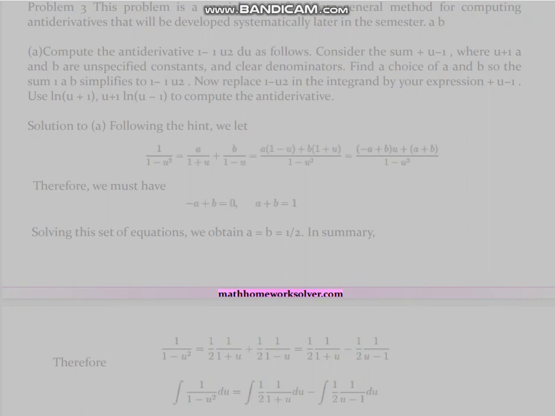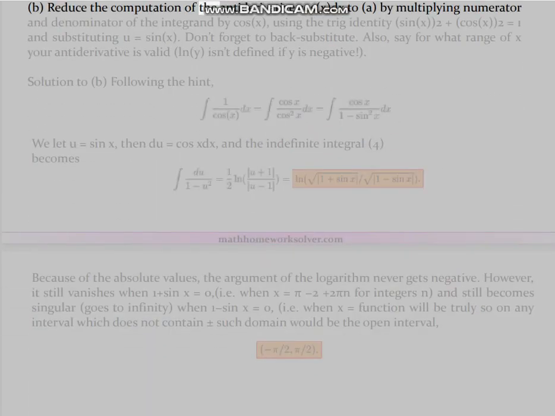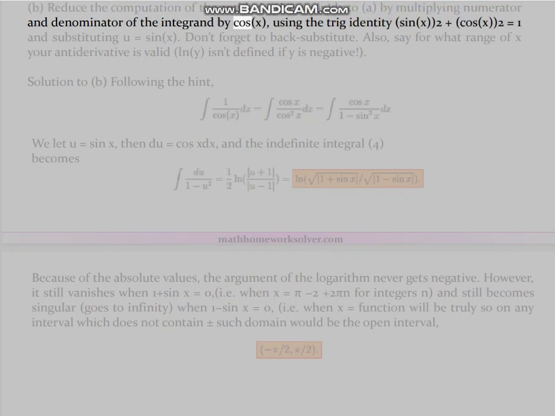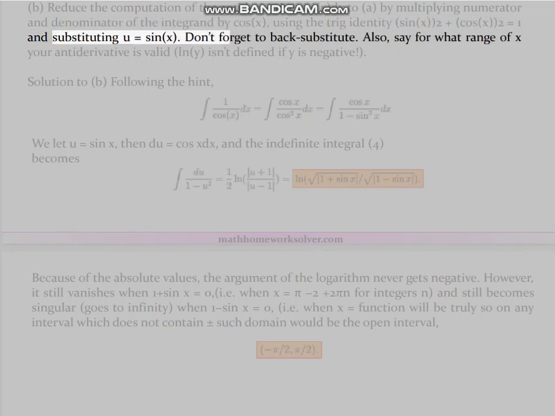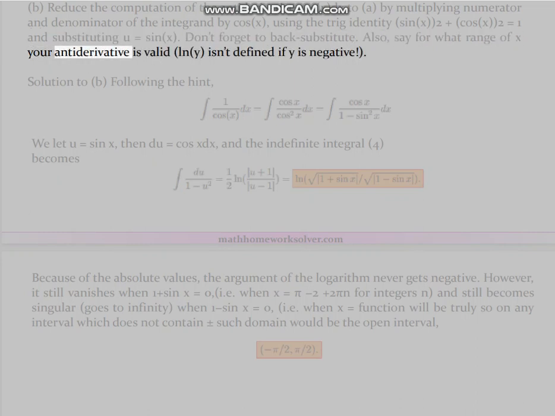MathHomeworkSolver.com. Therefore, B. Reduce the computation of the antiderivative of 1 over cos x dx to A by multiplying numerator and denominator of the integrand by cos x, using the trig identity sin squared x plus cos squared x equals 1, and substituting u equals sin x. Don't forget to back substitute. Also, say for what range of x your antiderivative is valid. ln y isn't defined if y is negative.